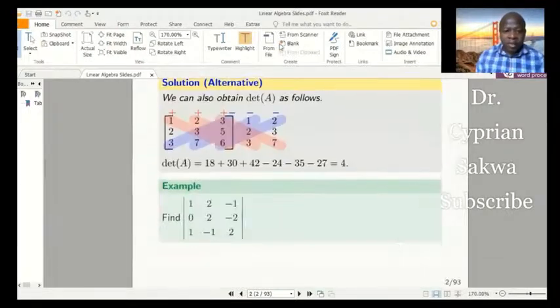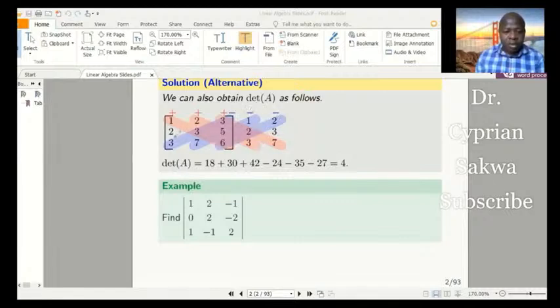Now, you take that matrix and write it here. I've written that matrix here. And then I've taken these 2 columns, and I've added them here. So you add these 2 columns here.